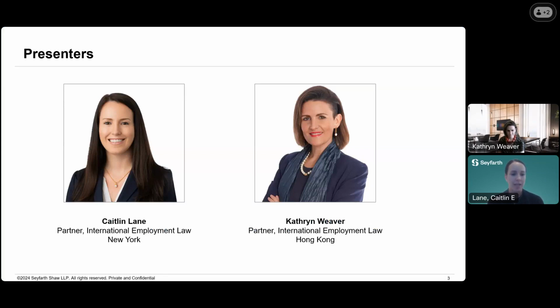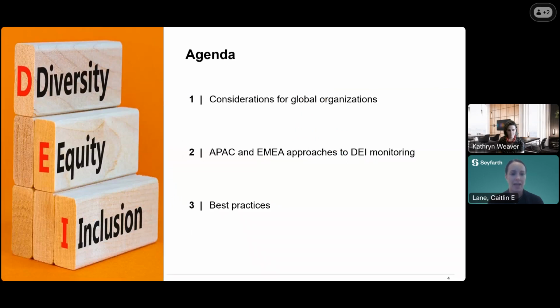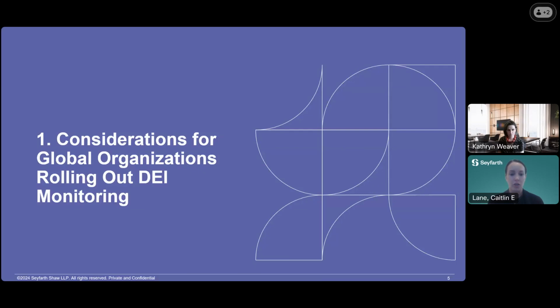On the next slide, we'll take a look at the agenda for today. What we plan to discuss are a few main topics. We're going to discuss DEI identification from a global perspective, with a focus on considerations for global organizations, APAC and EMEA approaches to DEI monitoring, and we'll round it out with best practices. Let's go to the next slide and start with considerations for global organizations.